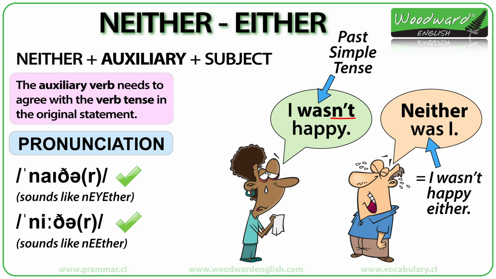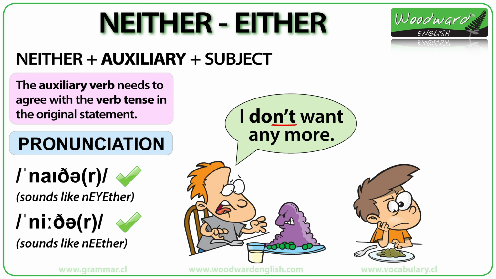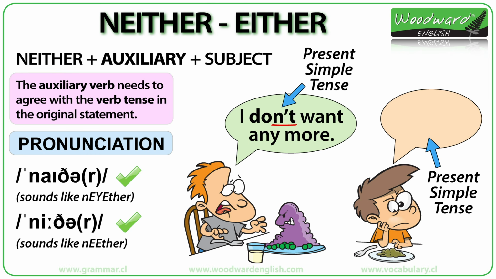Now, these sentences have used to be in the present simple and past simple tenses. What happens with other tenses? Look at this sentence. I don't want any more. This sentence is in the present simple tense, which means the response also needs to be in the present simple tense. However, it is not to be. It has the verb want.